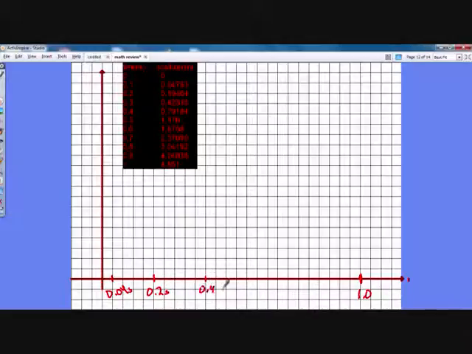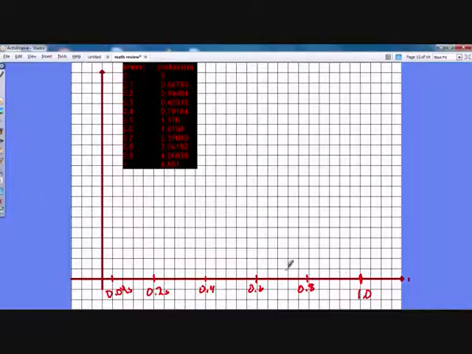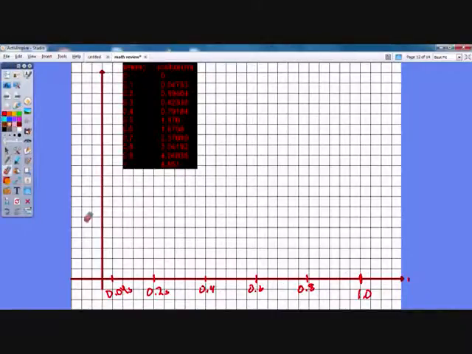There's 0.4, 1, 2, 3, 4, 5. There's 0.6, 1, 2, 3, 4, 5. There's 0.8. And we see that this works out very neatly. 1, 2, 3, 4, 5. There's 1. Your scale should work.